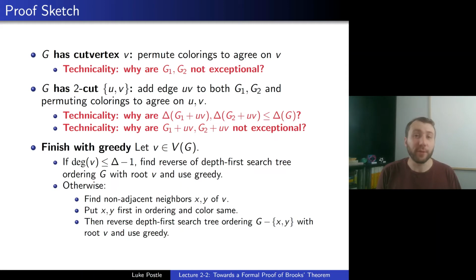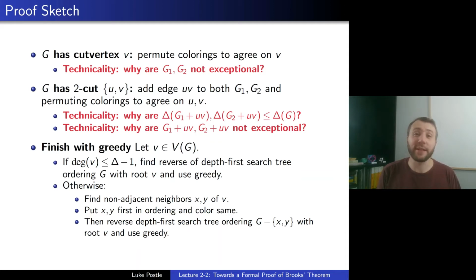Then we finished with greedy. The key was we picked a vertex v, and if the degree of v is at most Δ−1, we could just take the reverse of a depth-first search tree ordering with root v and use greedy. That works because all but v see at most Δ−1 neighbors and will be able to color, and then v only has Δ−1 earlier neighbors, and so also colors.